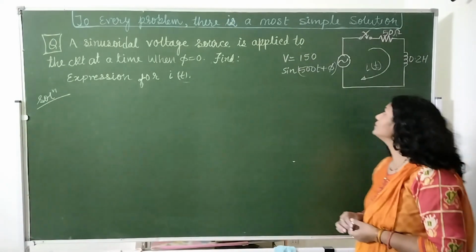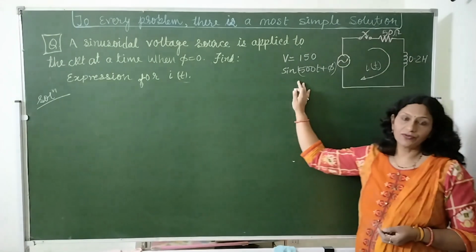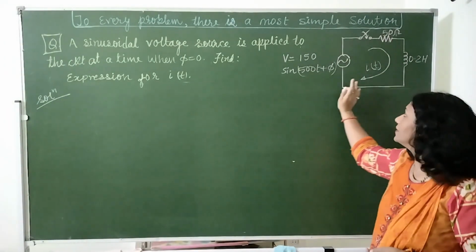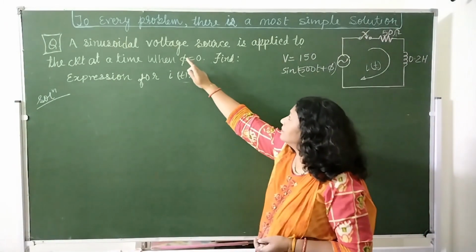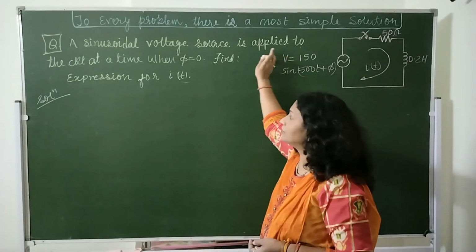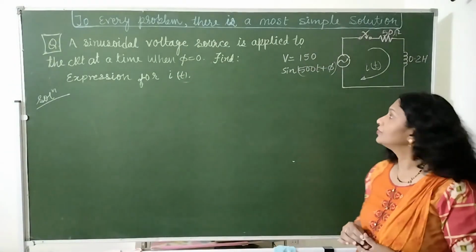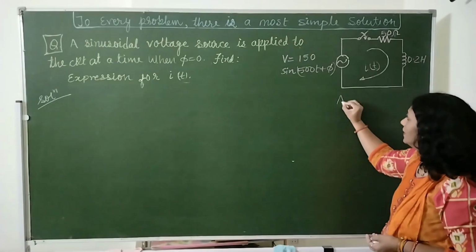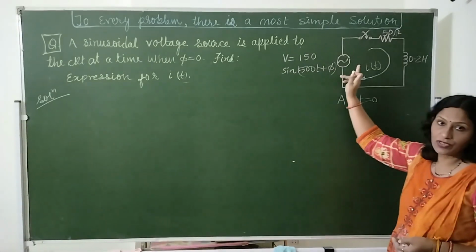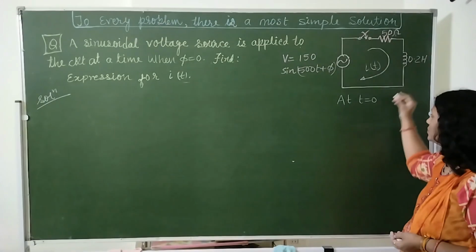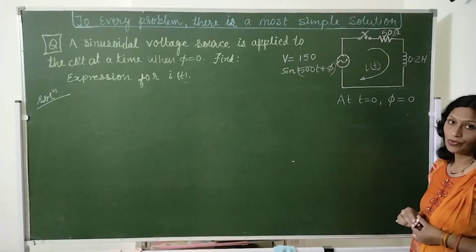Hello students, in this video we are given this RL series circuit and a sinusoidal input voltage is applied here with phase shift phi. It is given that when this source is applied to the circuit, at that time phi is equal to 0. So we know that at t equals 0, this source is applied to the circuit, or this switch is closed. At that time phi is also equal to 0.